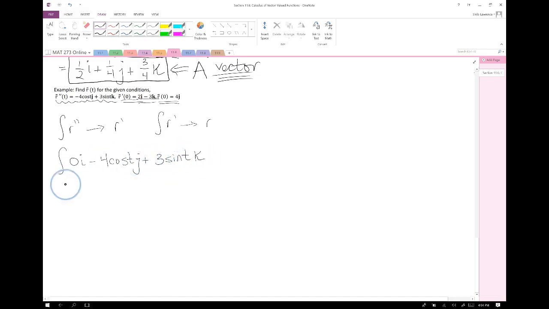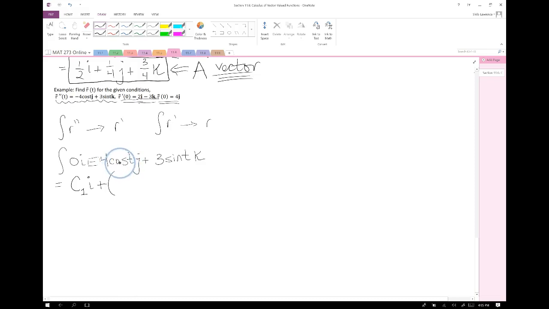So we're just going to take the antiderivative of each term individually. The antiderivative of 0 is an arbitrary constant, so I've got c1i. Now, if you have subtraction in between any of your terms, I suggest you change it to addition and keep that minus sign with that cosine term. So think of that not as subtract 4 cosine t, but add a negative 4 cosine t.